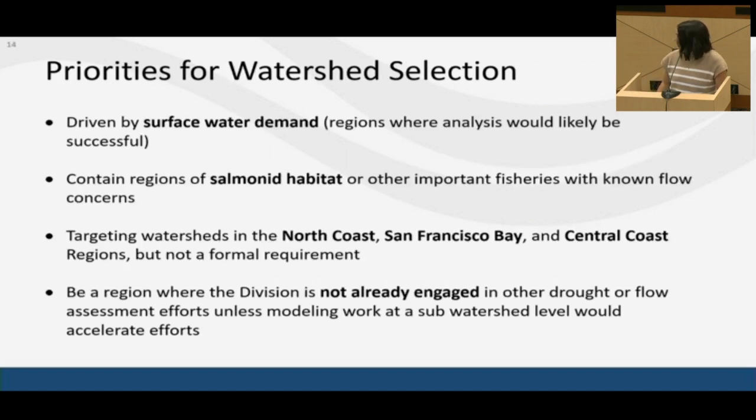All right, and then the second half of the presentation is going to go into a bit more on our watershed selection process, as well as the watersheds that we will be considering.